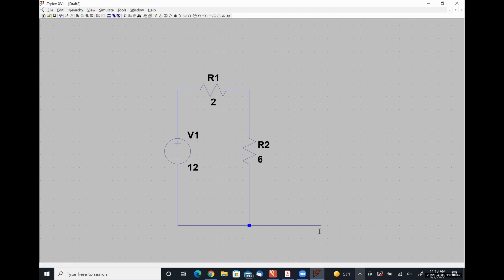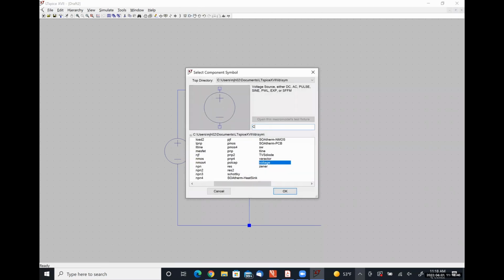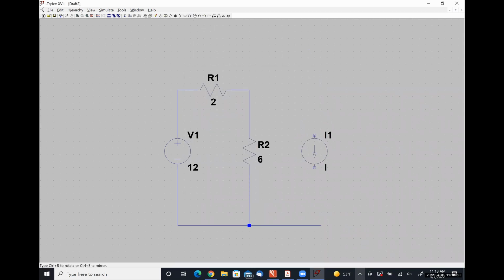All right, I'm over at the right-hand side of the circuit. I'm going to have a 2 amp source, direction up. Four ohm resistor. Let me wire these guys up.